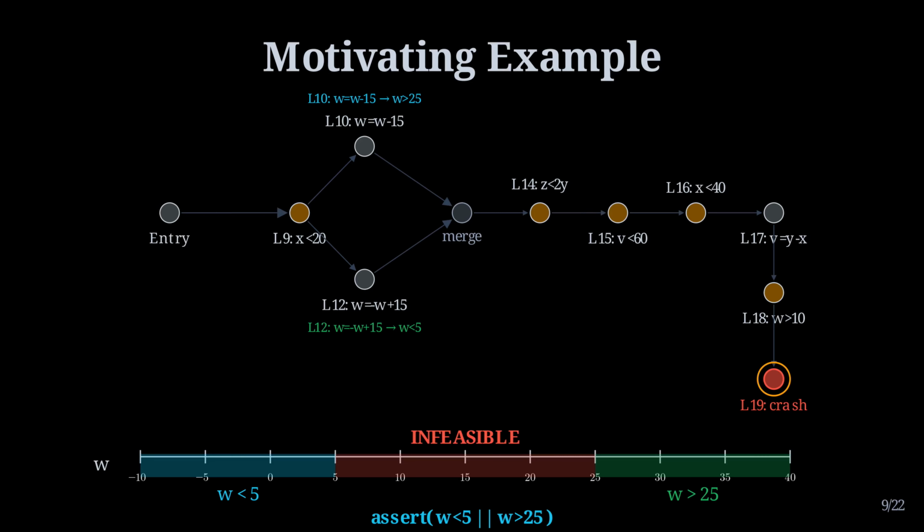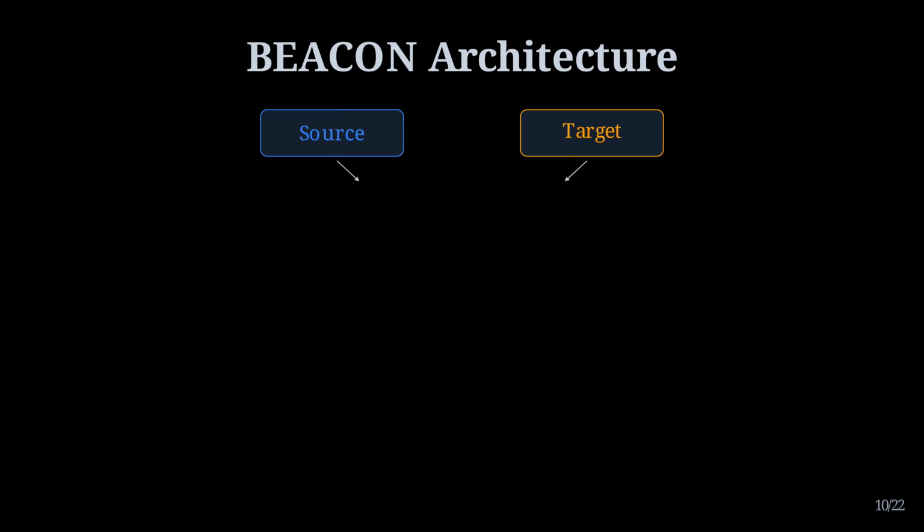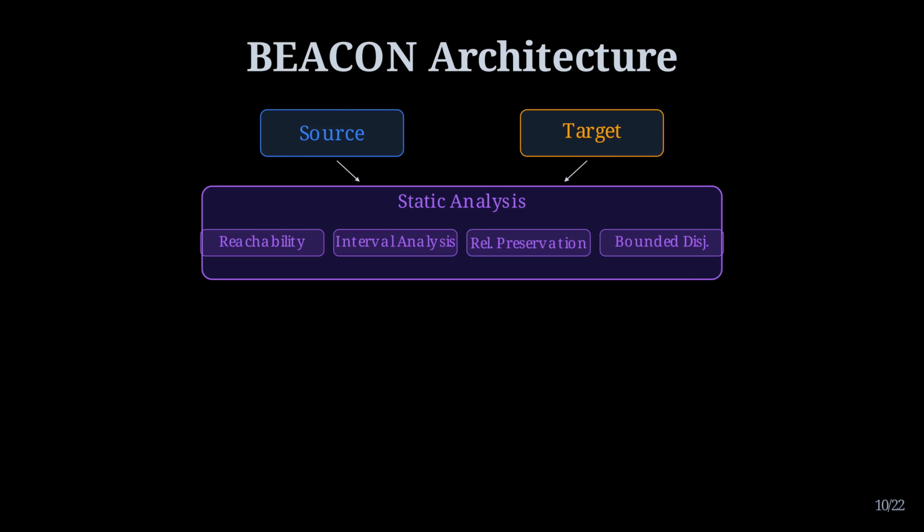Beacon inserts the assertion w less than 5 or w greater than 25 near the entry point, and any execution that fails this check gets terminated immediately, so no time is wasted running through the rest of the program. It's a simple example, but the same principle extends to real programs with more complex control flow, many variables, and even deeper call stacks. Zooming out to the full architecture, Beacon operates as a two-phase pipeline.